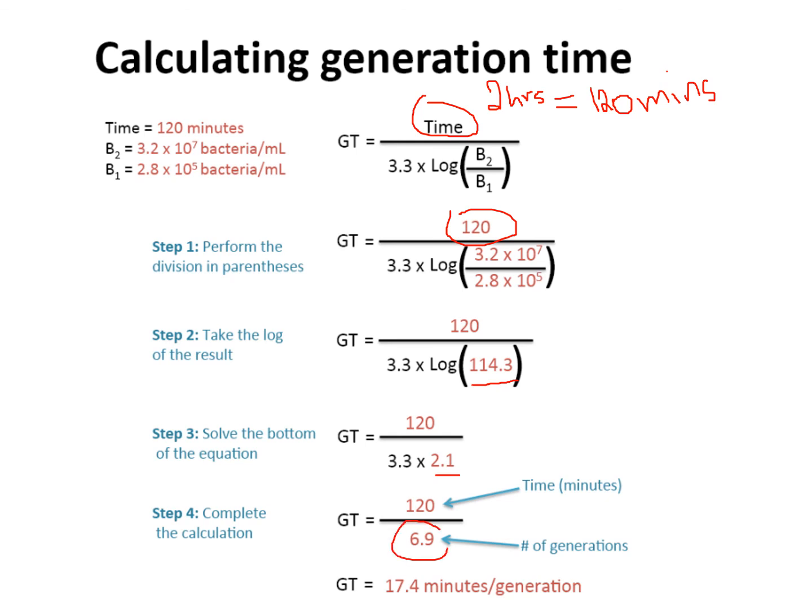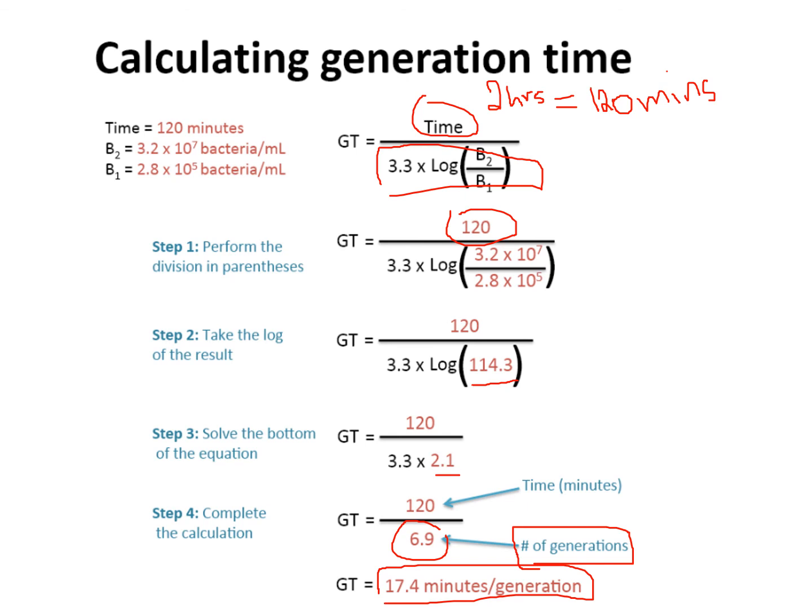Now that number at the bottom, this whole entire denominator, the whole 3.3 times the log, is actually the number of your generations. What does that mean? It means that within 2 hours, your bacteria had gone through 7 generations. And how much time did it take to reproduce each generation? It took 17.4 minutes to get a generation of bacteria. And within the 2 hours that we had, you actually had 7 generations.